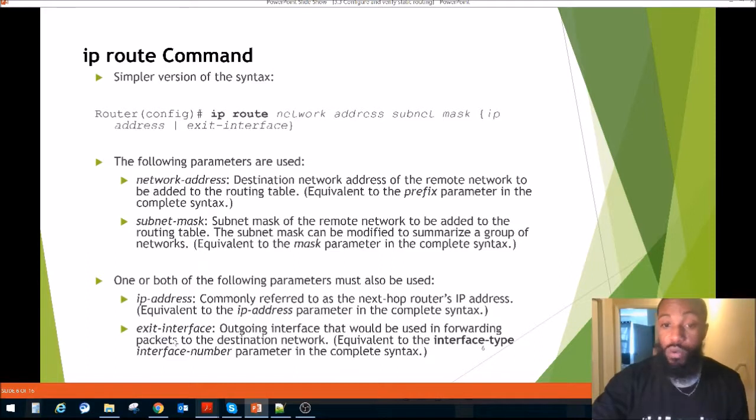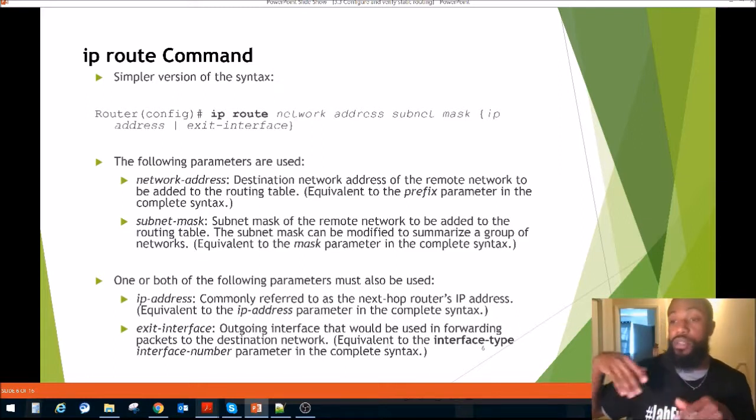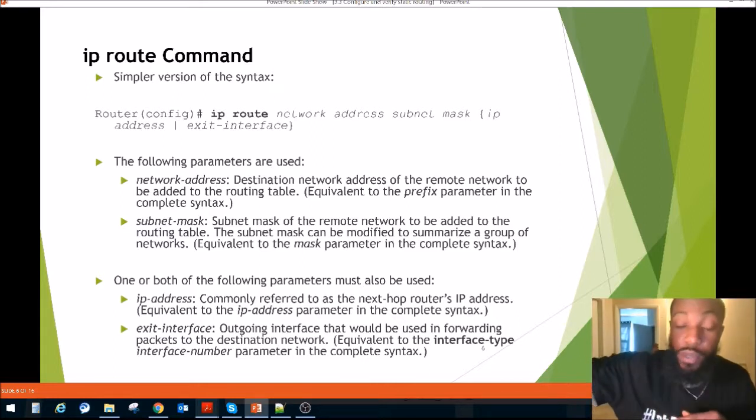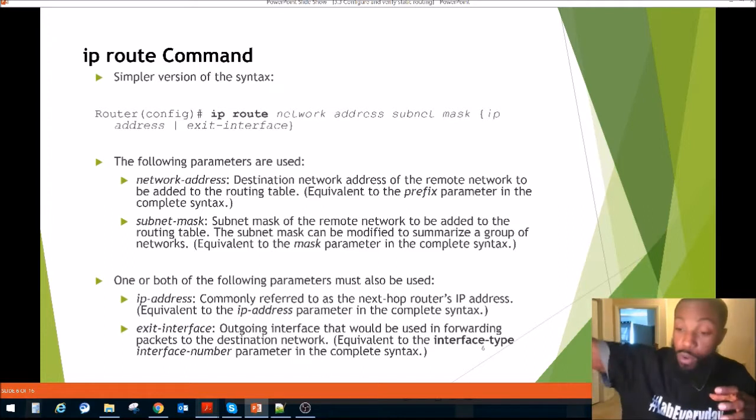Now this is the special caveat: the outgoing interface that will be used in forwarding packets to the destination network, equivalent to the interface type, interface number parameter, and the complete syntax. So instead of the next hop router, you could just say, take serial interface or gigabit interface 0/0 of this router, out of this router, to get to that location.